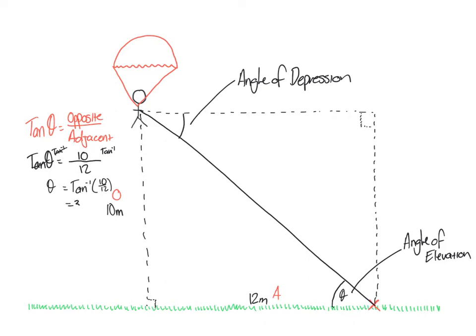So my calculator is showing 39.8056. So that means that the angle of elevation is 39 point, now I'm going to round this to 2 decimal places, 81 degrees. Now because we know they both have to be the same, the angle of depression up the top is also 39.81 degrees.